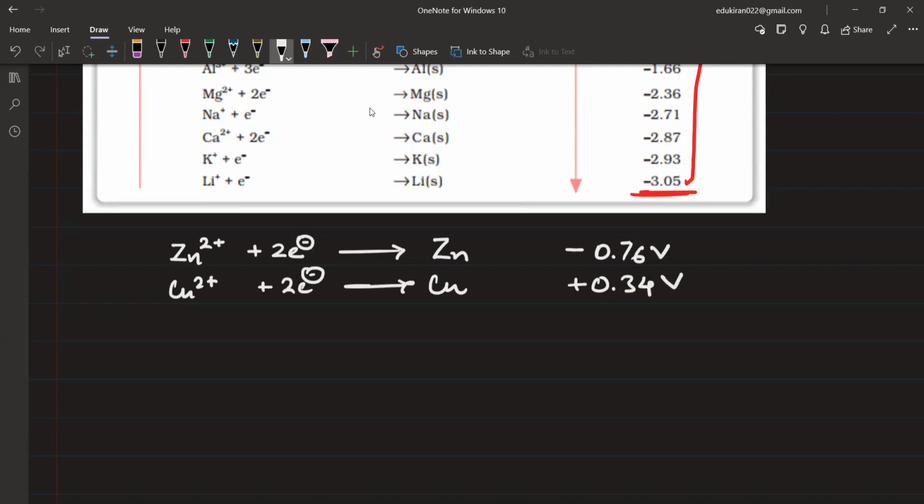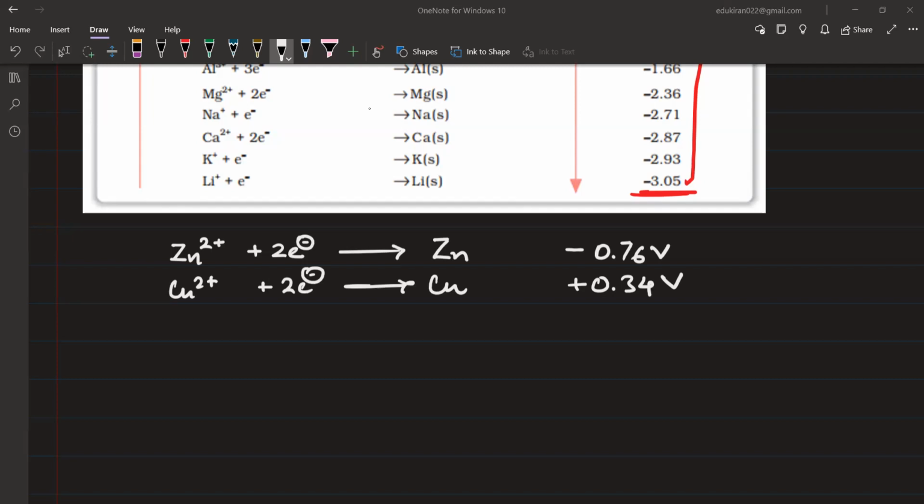Yes. Okay, fine. Now you tell me, which of the following, zinc or copper, which would easily do reduction? Where is spontaneous reduction happening? Is it happening for copper or for zinc? Tell me. Zinc.